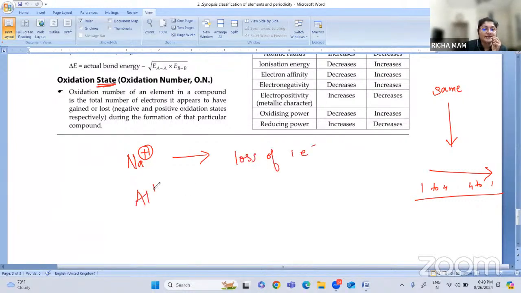Now Al plus 3. Okay, so this plus 3 tells you the oxidation state of that element, or it tells you the oxidation number of the element. How many electrons are lost? So there is a loss of 3 electrons.